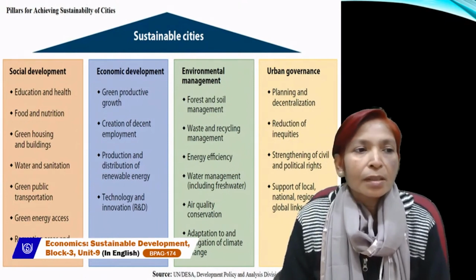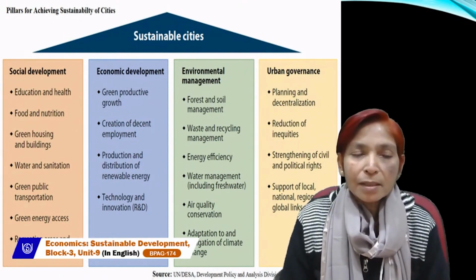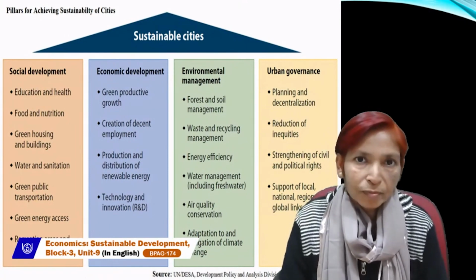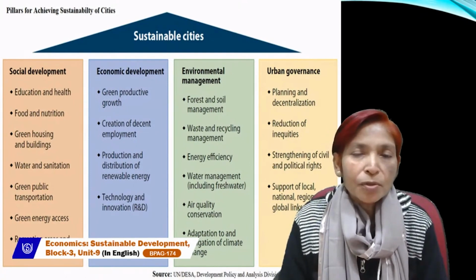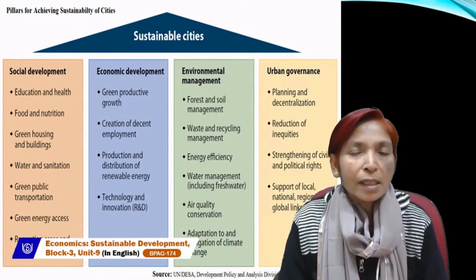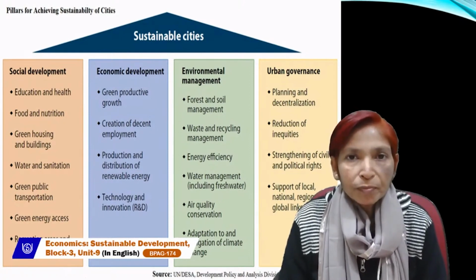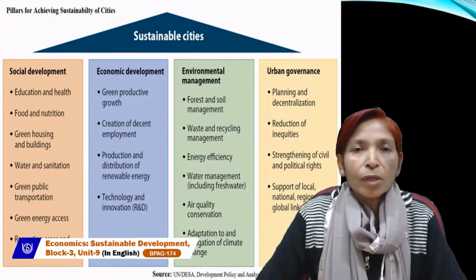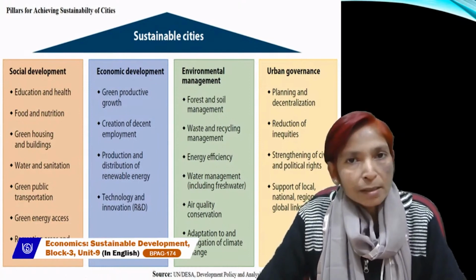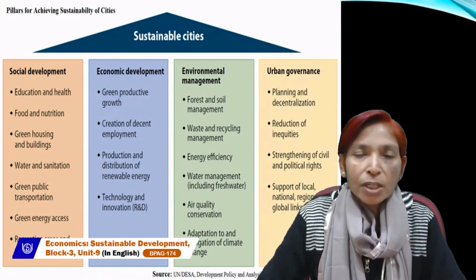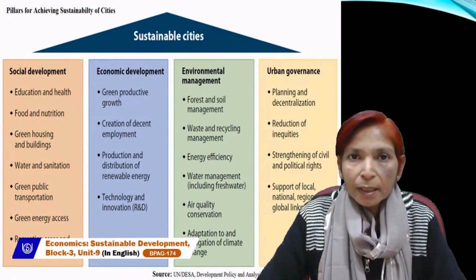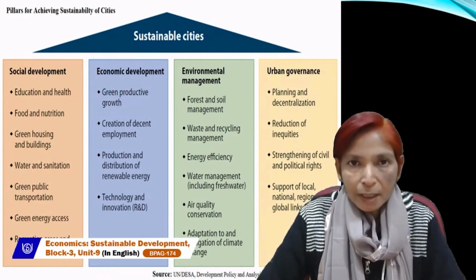So, for the achievement of sustainable cities, the first main process is social development. How can we increase the standard of living of the country's people? The government should focus on more educational and health facilities. More and more educational and medical facilities should be provided to the people. Then society will be developed, and it will bring social development.